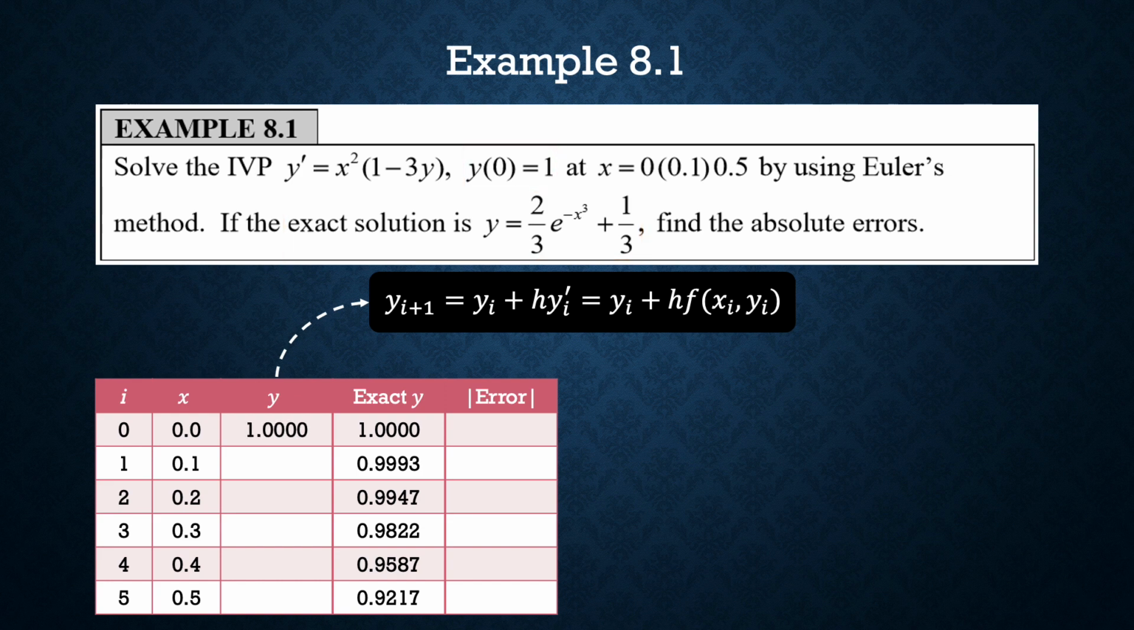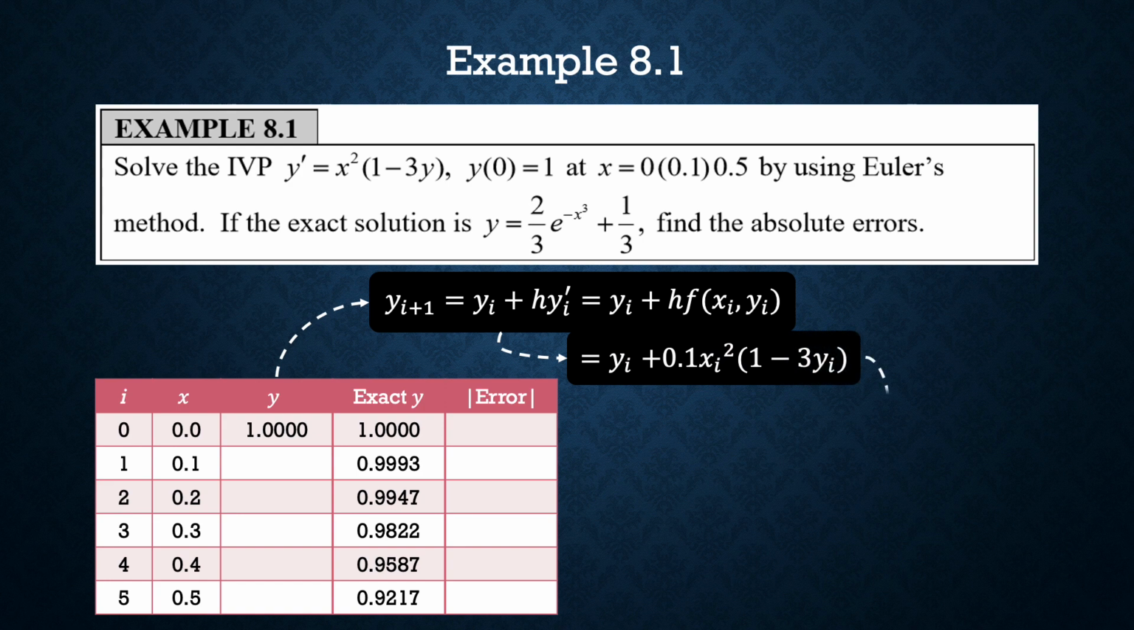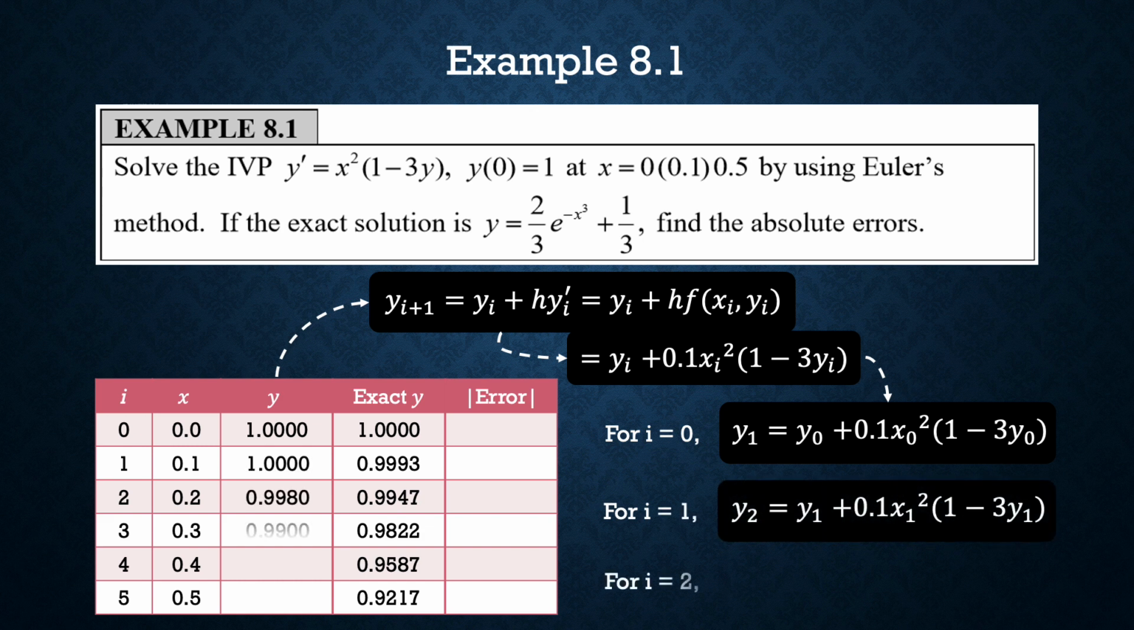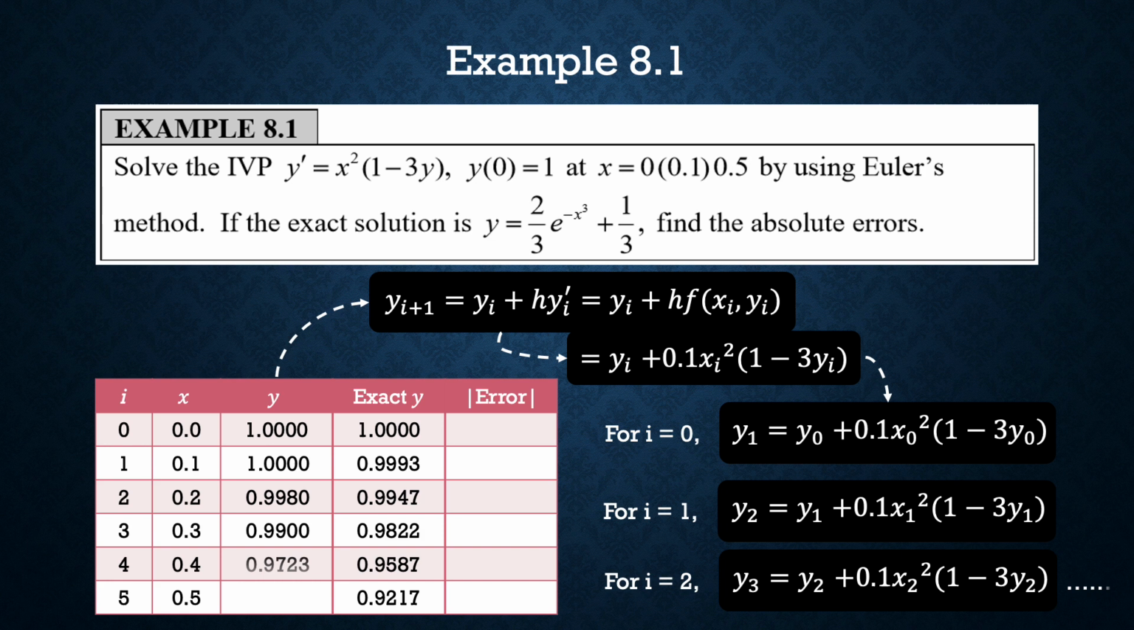To calculate the subsequent new y values, we'll be using the formula for Euler's method with h interval equals 0.1 and function f taken from the question, which equals x squared times (1 minus 3y). By simply following this formula, we will get the value of y1 for the initial 0th iteration, y2 for the first iteration, y3 for the second iteration, and so on. All of the absolute errors can then be calculated.